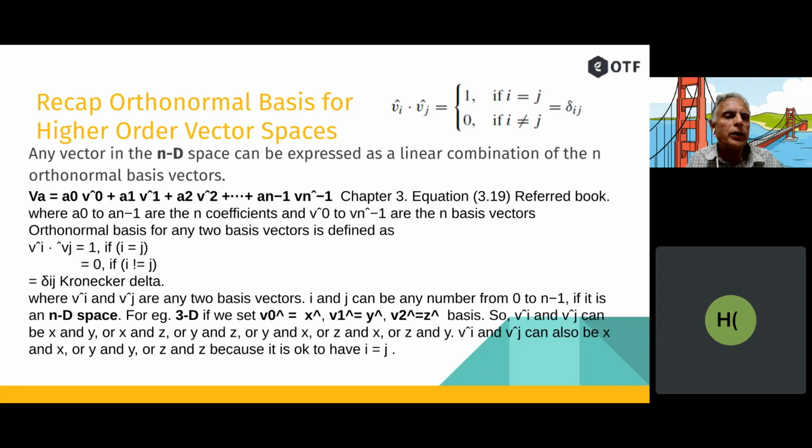If you do n dimension, then you start with a vector v0 to vector vn minus 1, each having a coefficient a0 to an minus 1. And then vector A, if I have to represent in n dimension, it will be a0 v0 plus a1 v1 plus dot dot dot up to an minus 1 vn minus 1. So this we have picked up from our reference book, 319, and you can see a0, a1, an minus 1 are the coefficients.